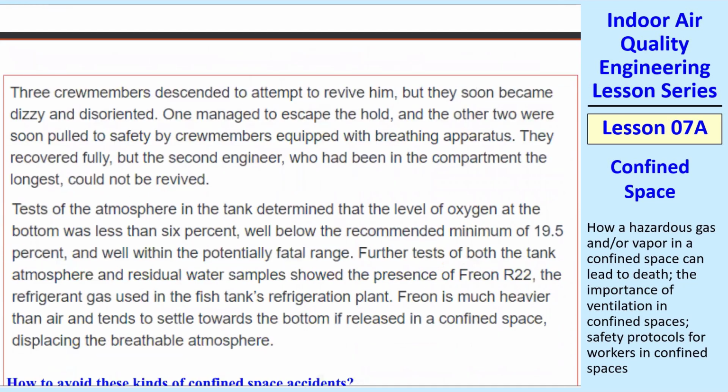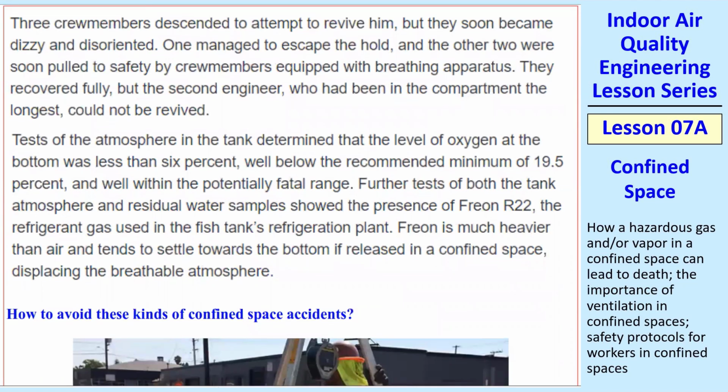And so if we read on, I have part of this article covered here, but it turns out that a test in the atmosphere in the tank determined that it was less than 6%, which is really small. Remember, normal oxygen is around 19 or so percent. The actual freon that he was breathing isn't very harmful to you, but when you displace the oxygen in there, that's what the problem is. You don't have enough oxygen, and this person actually died.